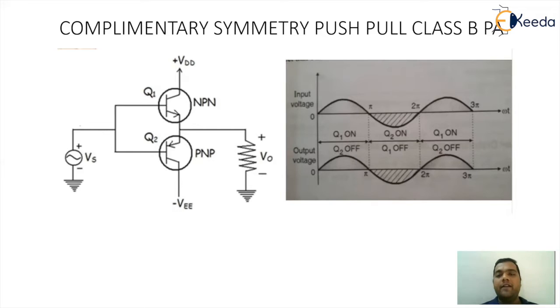So automatically when Q1 is on, Q2 is off, and when Q2 is on, Q1 is off, and hence the name push-pull configuration. Since the transistors are conducting only for half cycle, we can say it is a Class B power amplifier. So hence the name complementary symmetry push-pull Class B power amplifier.